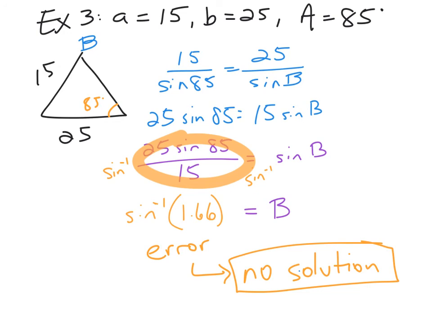So, there are the 3 scenarios for the ambiguous case, and the problems you'll be working on today will be some ambiguous case, and some will be not ambiguous, and it's really going to be up to you to recognize when we have two sides and an angle versus when we have two angles and a side to be working with.